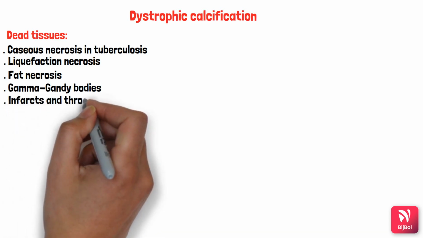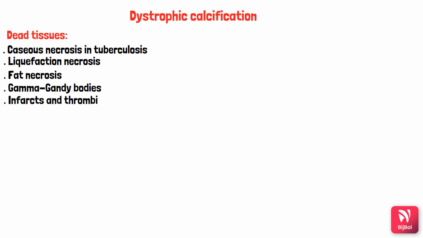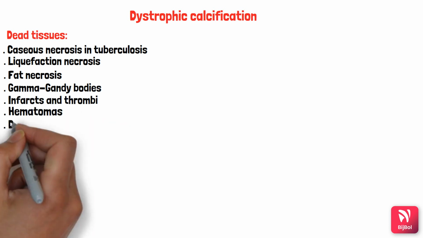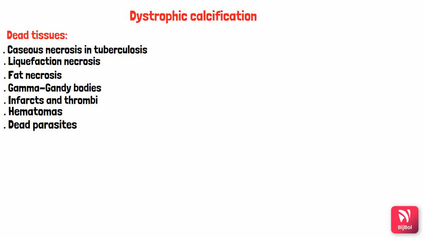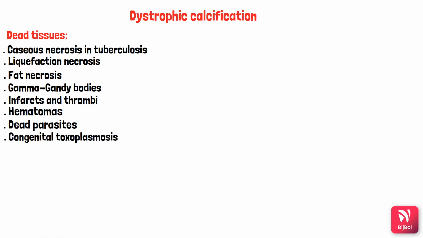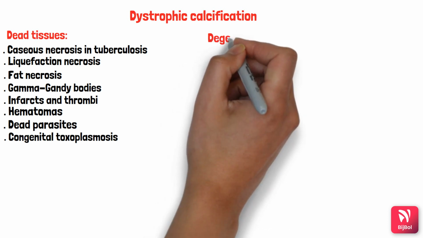Next, infarcts in the body or any thrombi within the body may turn into calcifications in due course of time. And even hematomas which are seen in the vicinity of bones also may undergo calcification, and dead parasites like hydatid cyst, schistosoma, cysticercosis, they all might show dystrophic calcification. And congenital toxoplasmosis, which involves the central nervous system, may show calcification in the brain. Okay, so this is about dead tissues.